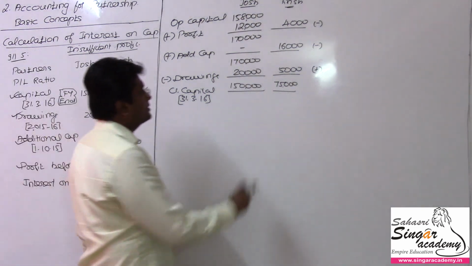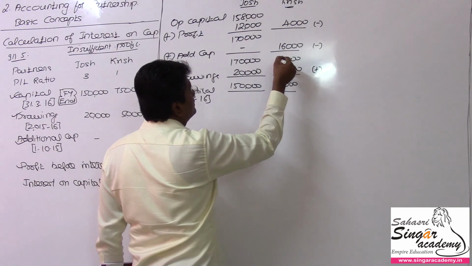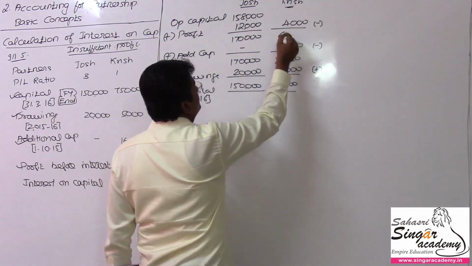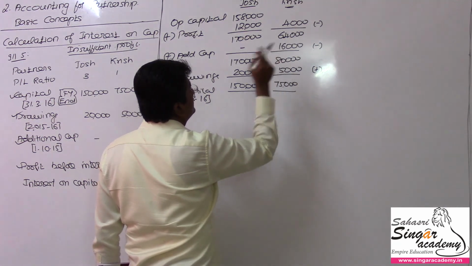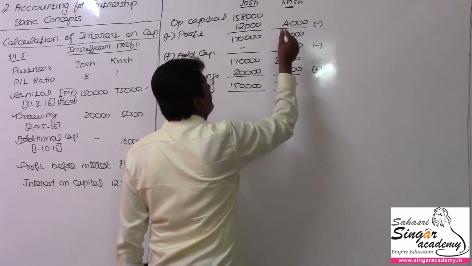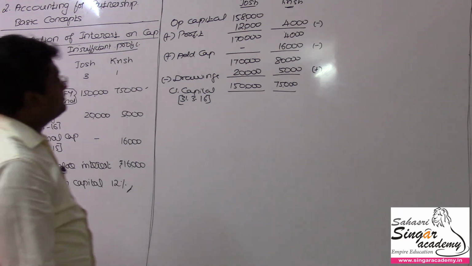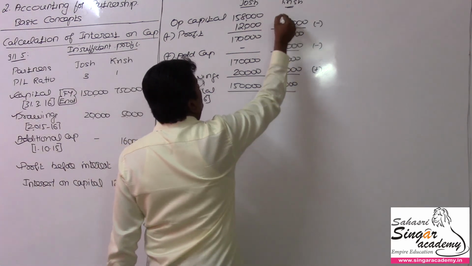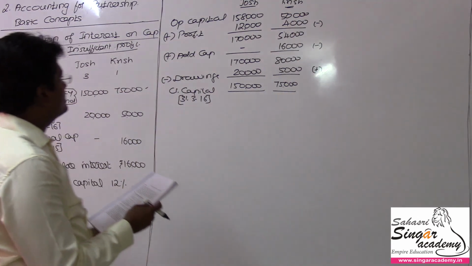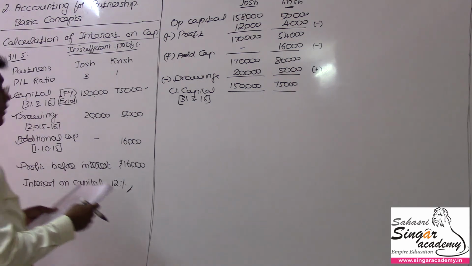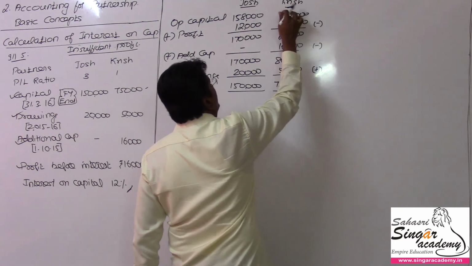In the case of Krish, 75,000 plus 5,000 is 80,000, and minus the additional capital of 16,000 is 64,000. Then 64,000 minus 4,000 is 60,000. Let me check once again: closing capital is 75,000, and the opening capital is 60,000. Okay, we got this value.